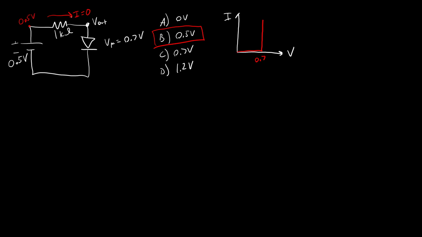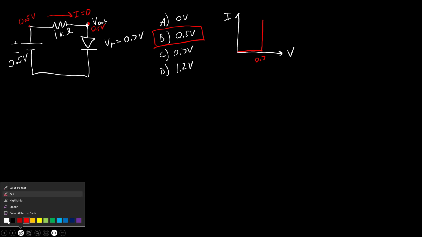There's no current through the resistor, then due to Ohm's law, if current is 0, the voltage drop across this resistor must also be 0. So then V out is also going to be 0.5 volts. So before we've reached that threshold voltage and the diode is conducting, again, no current flowing in the circuit, output voltage is just equal to the source voltage.